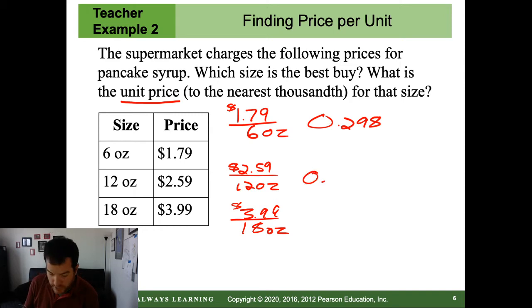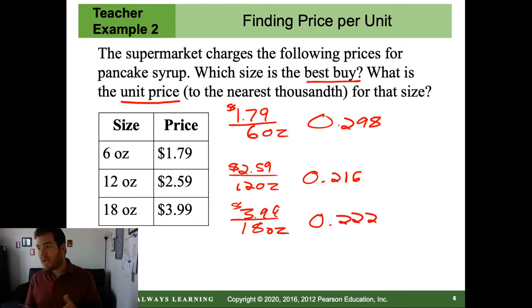0.216 for that one, and 0.222 for that one. How we compare these and find the best buy is by looking at how much each costs per ounce. In this case, yes, I get 6 ounces and I'm paying $1.79, but I'm really paying 30 cents per ounce. Where this one I'm only paying 22, and this one I'm also paying 22, but this one is the lowest. So this one is actually the best buy.